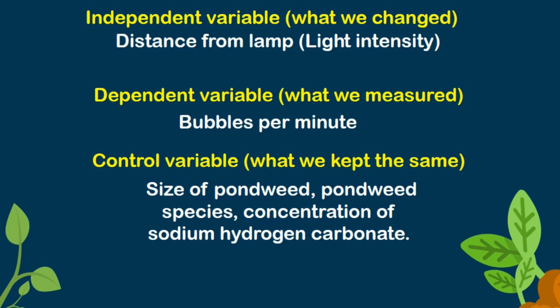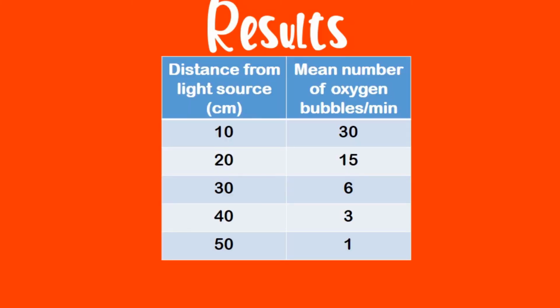So you can't use at 10 centimeters a tiny bit of pondweed, and at 20 centimeters, like, a whole pond's worth of it. And you need to make sure, for example, you've got the same species of pondweed, the same concentration or volume of the sodium hydrogen carbonate, etc., etc. So what might you expect to find? Well, these are some model results.